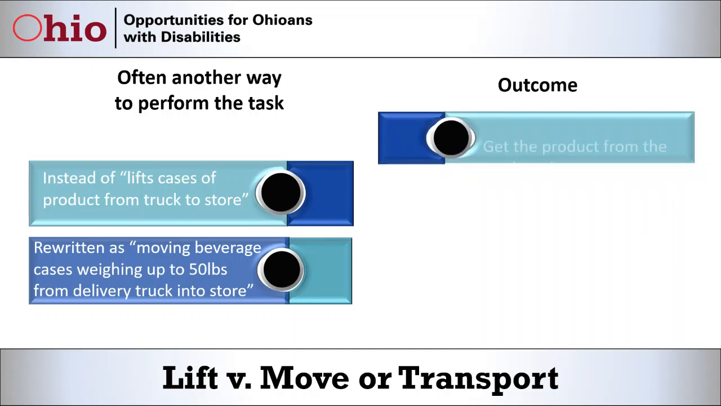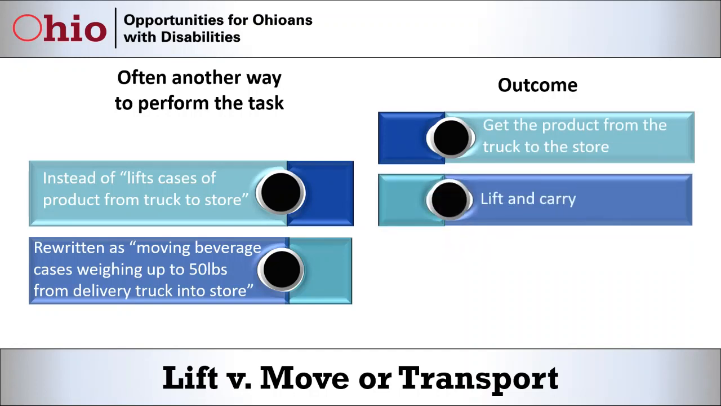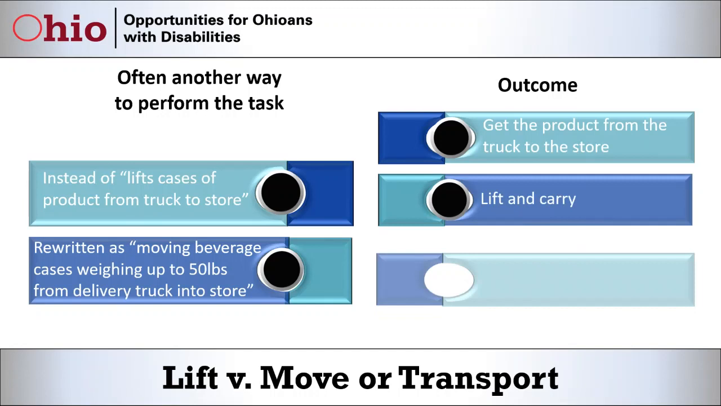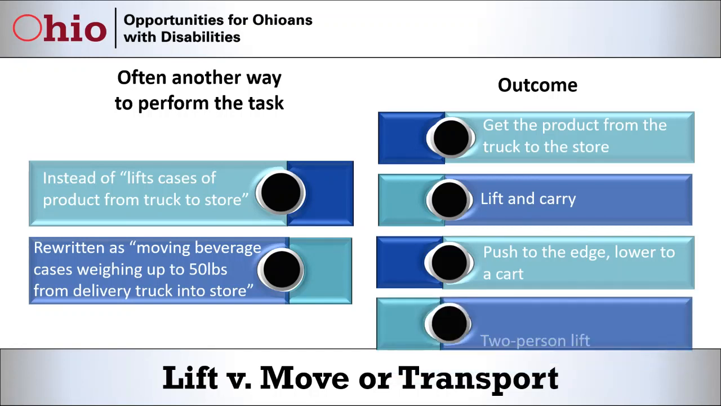One employee may do this by lifting the case from the truck and carrying it to the store. Another employee may push the product to the edge of the truck, maneuver it to a cart at approximately the same height, and then push it to the store. Another employee may perform a two-person lift to maneuver the case to a dolly and then push the dolly to the store.